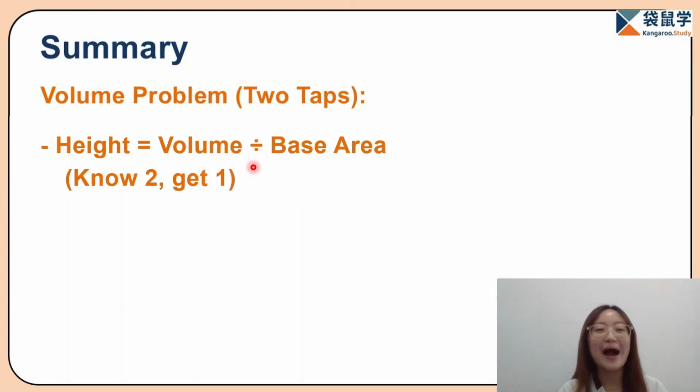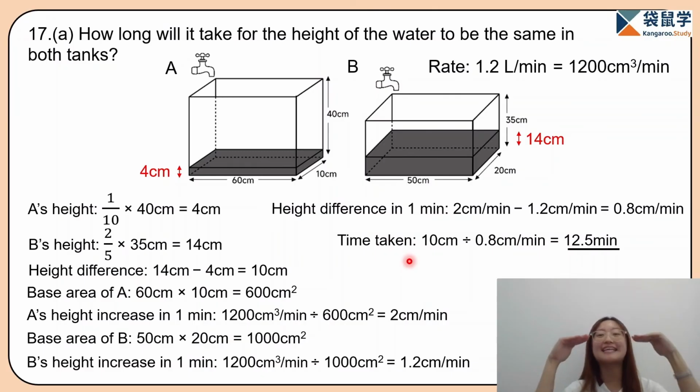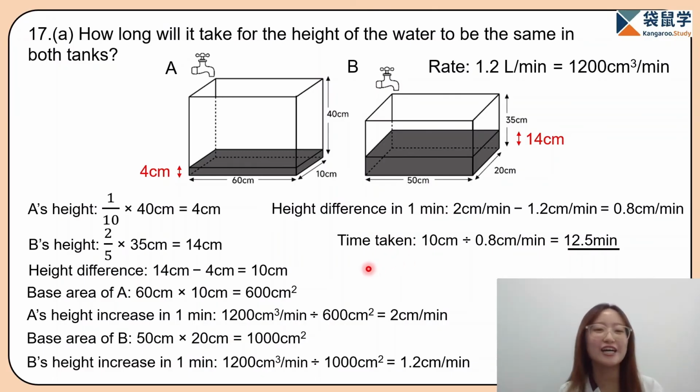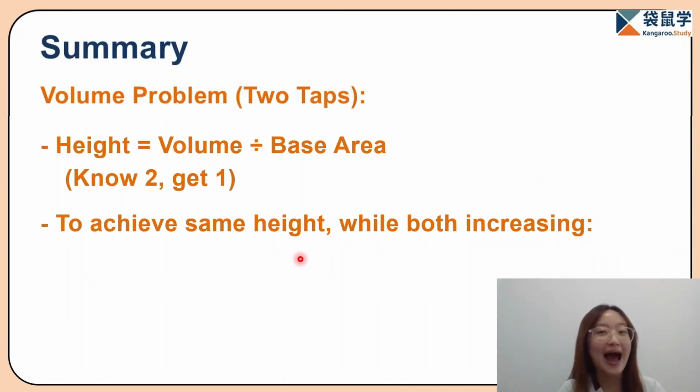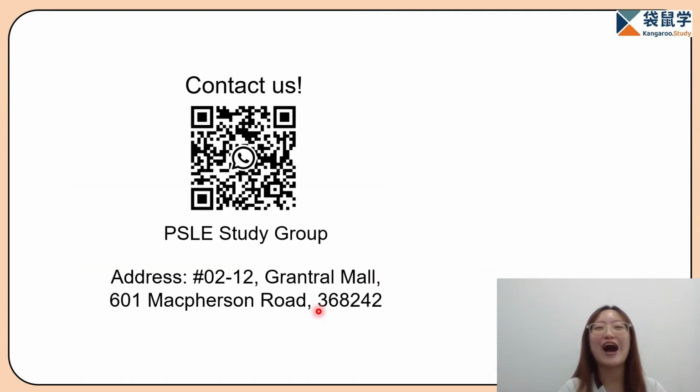And remember, for part A, we wanted to find the time taken for the height in both tanks to reach the same height in the same duration. So we took 10 centimeters, the original height difference, divided by the height difference per unit time. So this is how we can find the time taken. So to achieve the same height while both tanks are increasing, we can find the time by taking the original height difference divided by the height difference per unit time. And that is all for our question.